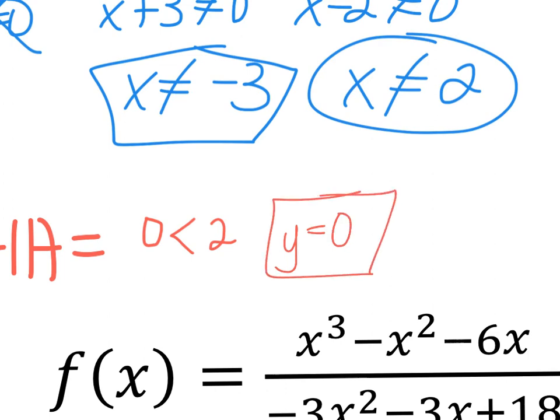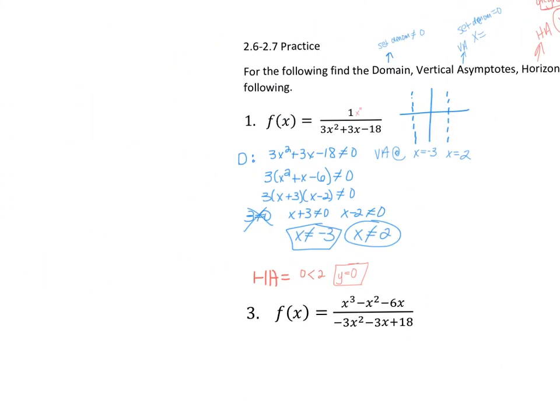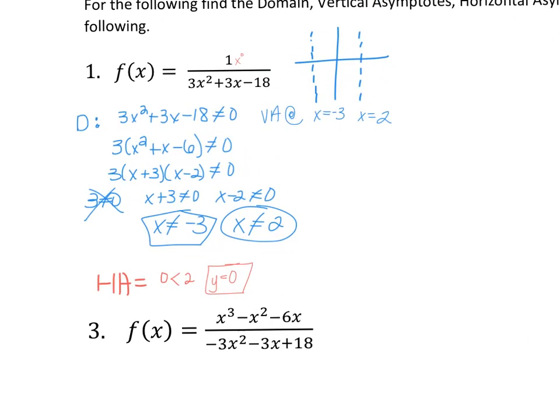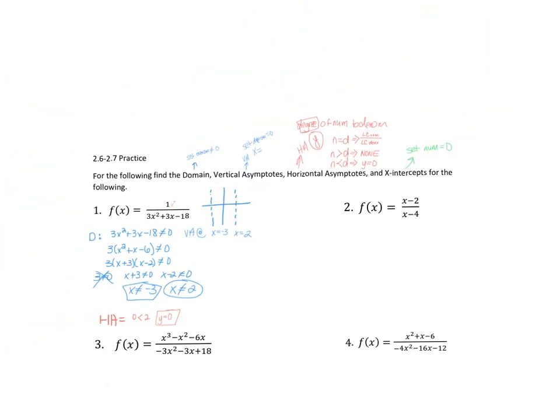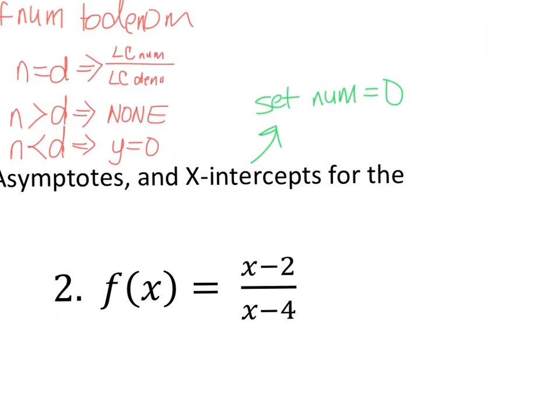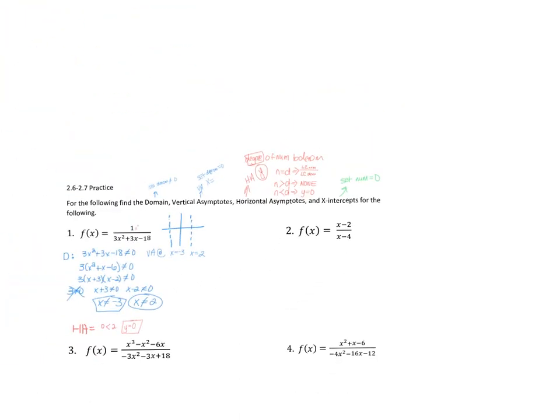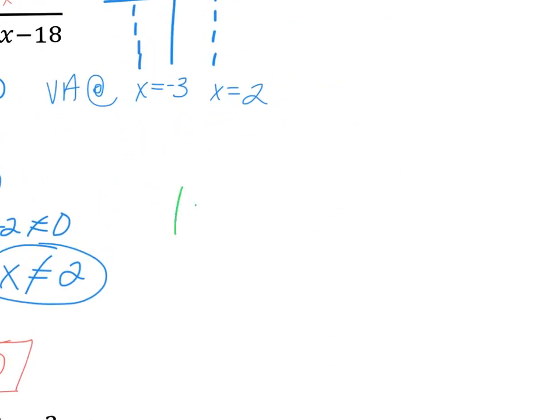Very good. And then the last thing is my x-intercepts. What's the rule for x-intercepts? Set the numerator equal to 0. Okay, watch, guys. 1 equals 0. Is that ever true? So what does that tell you about your x-intercepts?